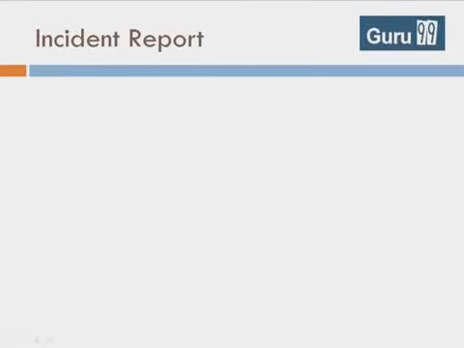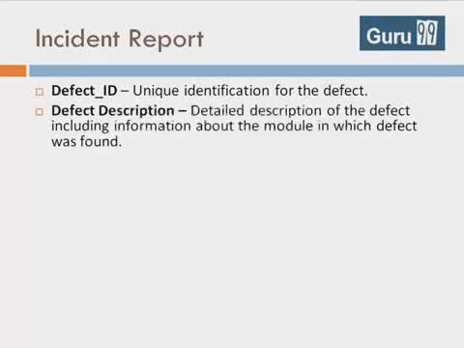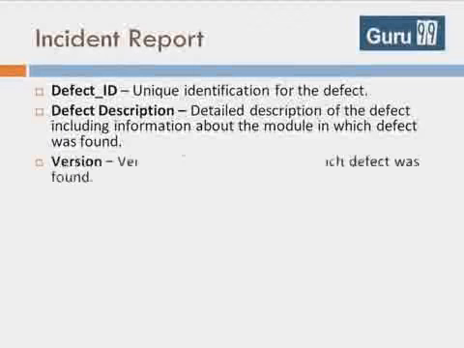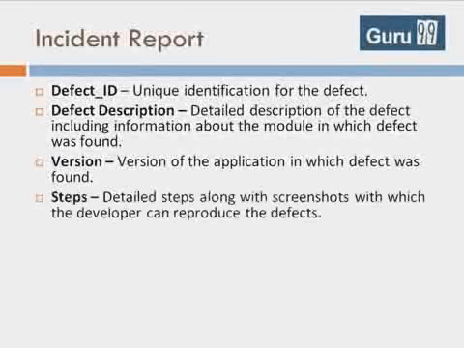Your bug report should contain the following information: defect ID, a unique identification number for the defect. Defect description, a detailed description of the defect including information about the module in which the defect was found. Version of the application in which the defect was found. Steps, detailed steps along with screenshots with which the developer can reproduce the defect.